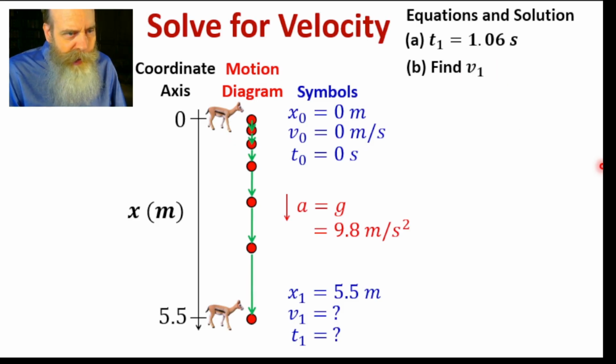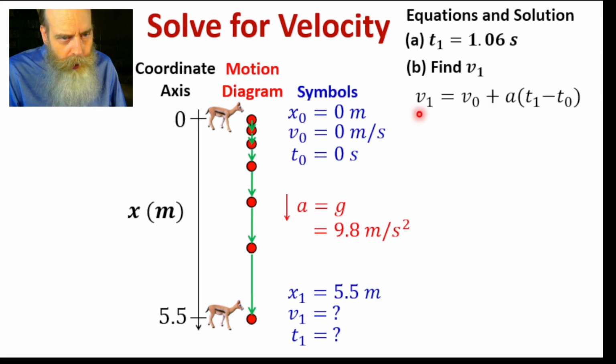Now let's look at part B. Let's find the velocity just before she hits the ground. We find v1. Let's use this kinematic equation: v1 equals v0 plus a (t1 minus t0). Again, I didn't have to put the t0 in the equation since we started at t0 equals 0 seconds, but in general, you may not be starting at an initial time of 0. So I put it in there.